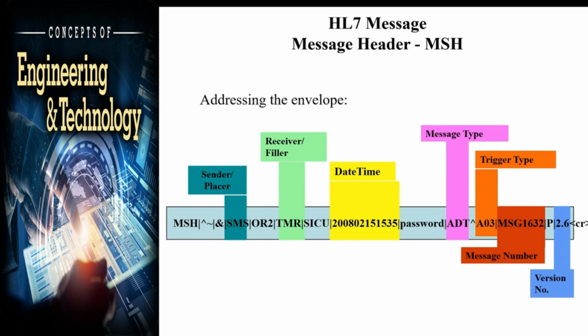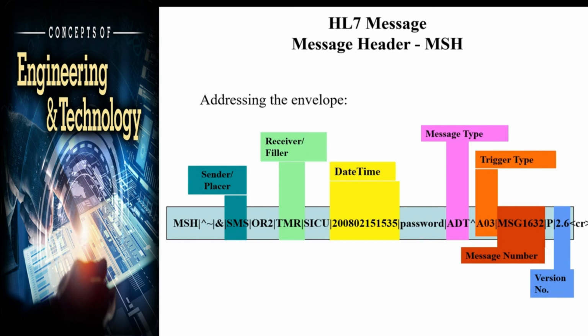So when you look at the message header, you can see the sender or placer, for example SMS. Then you have the receiver or filler, to whom you are going to send. So this unique code says to whom you are going to send. The receiver addressing has to be there, and the sender address should be there. Okay, you understand what I'm trying to say? Then you need the date and time. Then you have what kind of message type it is.